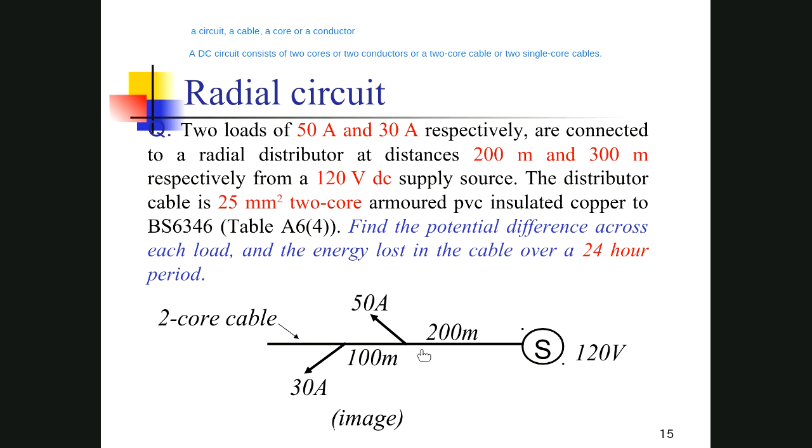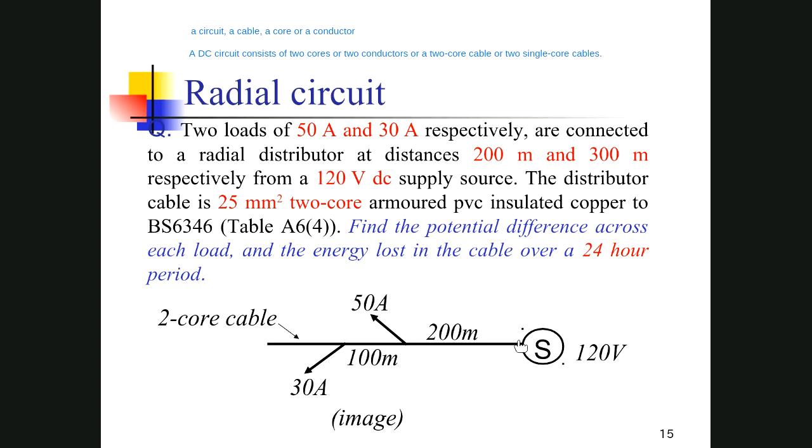And at the position 200 meters, we have one load, of course in parallel to this circuit, which uses 50 amperes of current. Another 100 meters away from the first load, we have a load that uses 30 amperes. Okay, so we're using a two-core cable here.